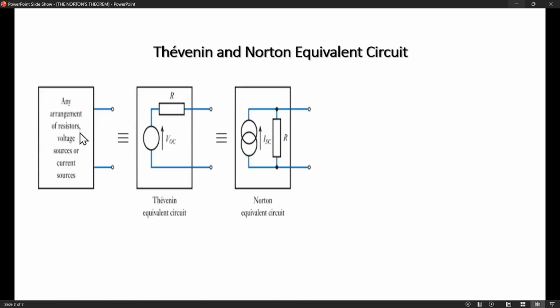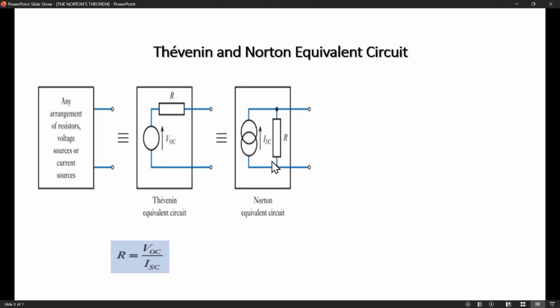Okay, here is a circuit that contains an arrangement of resistors, voltage sources and current sources. With a Thevenin's equivalent circuit, we know that the resistors are replaced by an equivalent ideal resistor, only one resistor, and the energy sources or voltage sources are replaced by only one ideal voltage of the open circuit.